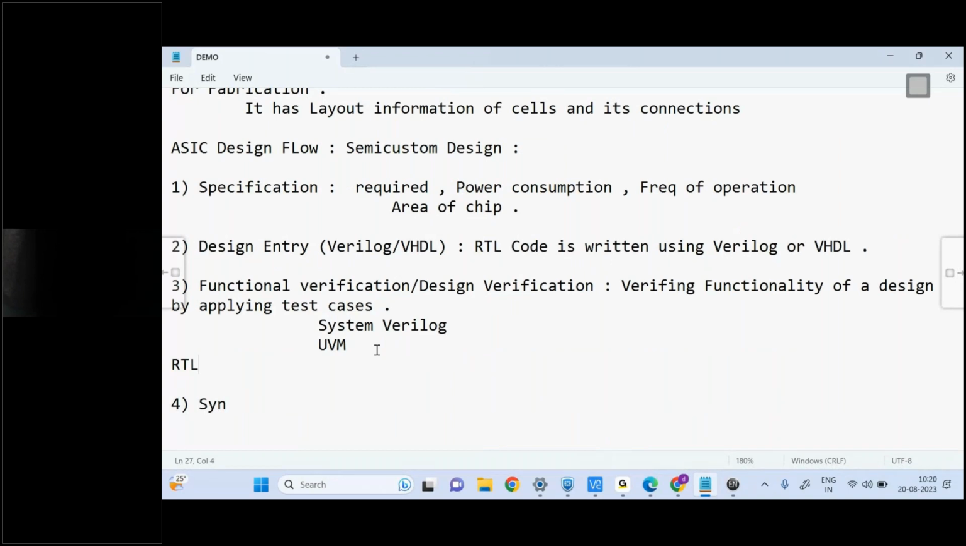What is that? RTL integration. The RTL integration team will integrate all the RTL code.